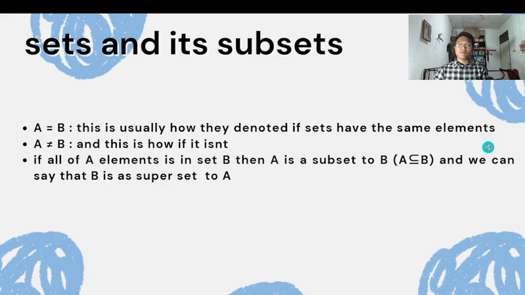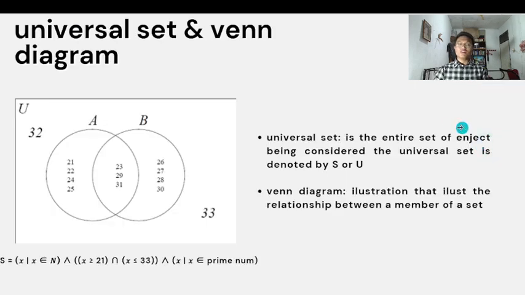Okay, to the next section we go. We will be talking about universal set and Venn diagram. What is a universal set? A universal set is the entire set being considered, and it is usually denoted by S or U. And then what is a Venn diagram? Here we can see an example of a Venn diagram I put here. A Venn diagram is an illustration that shows the relation between members of sets.